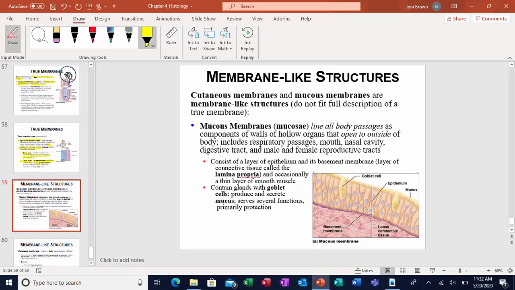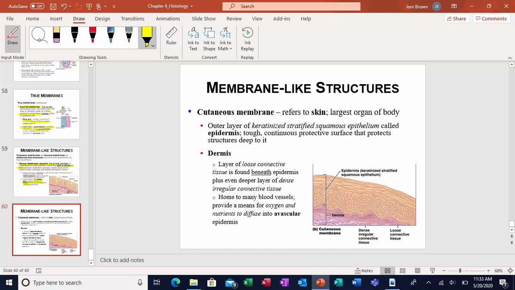We also have membrane-like structures. Here we're talking about mucous membranes and cutaneous membranes. They are not true membranes. Now your mucous membranes line anything that opens to the outside of the body. Your respiratory passages, your nose, your mouth, anus, vagina, all those passages are lined with mucous membranes, and they have goblet cells that secrete mucus, and of course, therefore, protection.